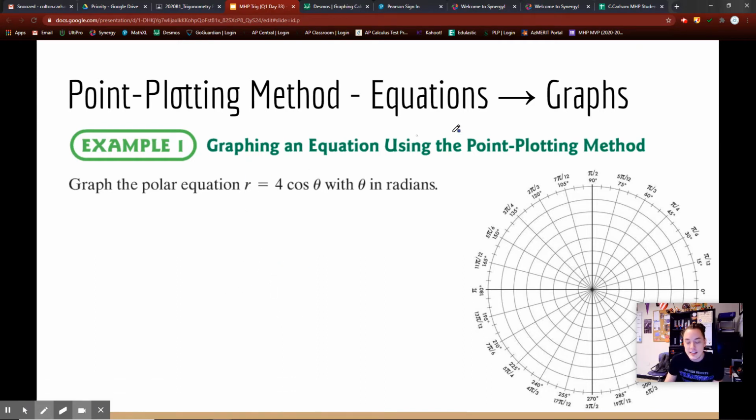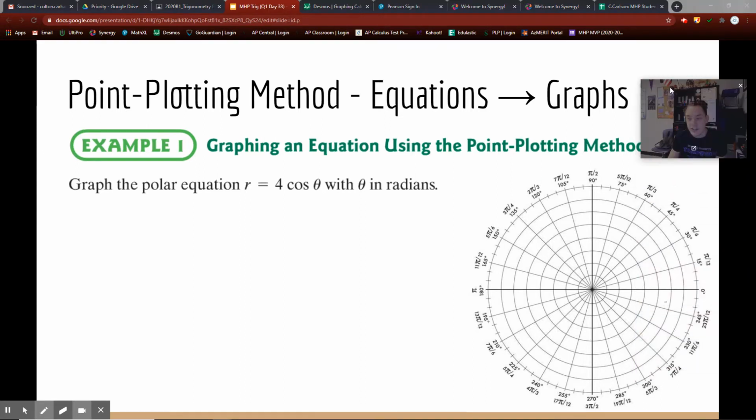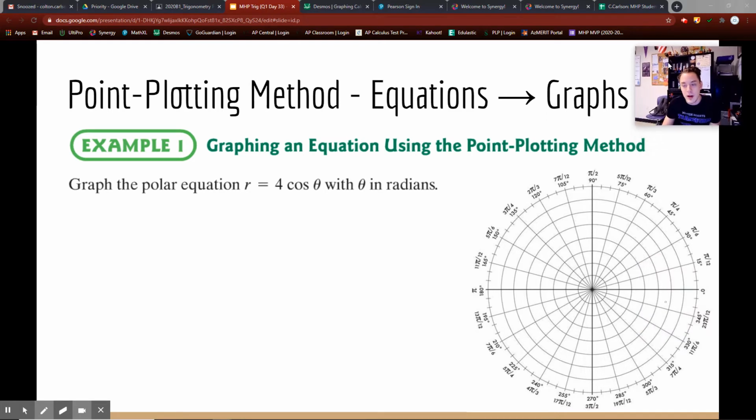So how to do this: Math Excel will probably give you some sort of plotting device like a table. This is how you graph an equation using the plotting method. It is the worst method. I highly suggest you never plot it like this, but the problem is Math Excel will more than likely have a couple questions like that. I'm given 4 cosine of theta with theta in radians. So what I'm going to do is make a table.